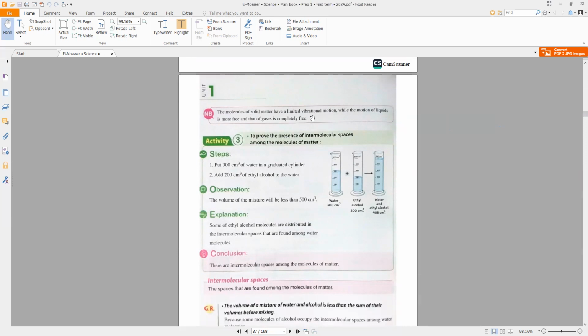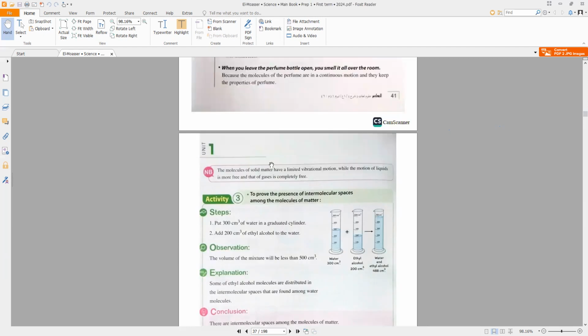So I can't see it, but solid matter has a vibrational motion. The molecules of the solid have a vibrational motion, but I can't see it. But I can see the motion of a liquid, and I can see the motion of a gas. The motion of a liquid is more free, and the motion of a gas is completely free.